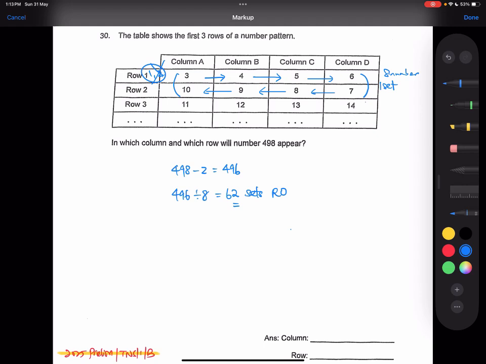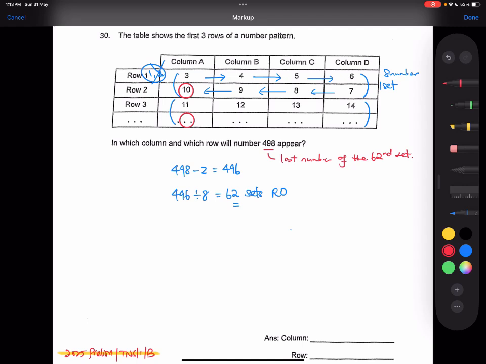Which means that, remember, the last number in this set is in column A. The last number of every set will appear in column A. So given that there's no remainder, it means that 498 will appear in the last number of the 62nd set. That gives us column A.